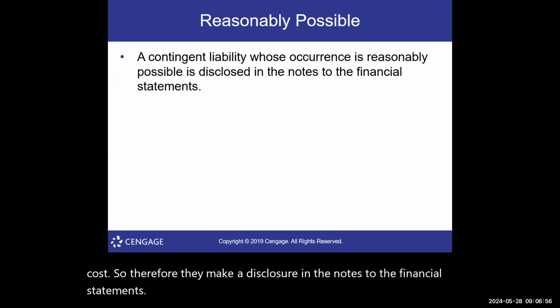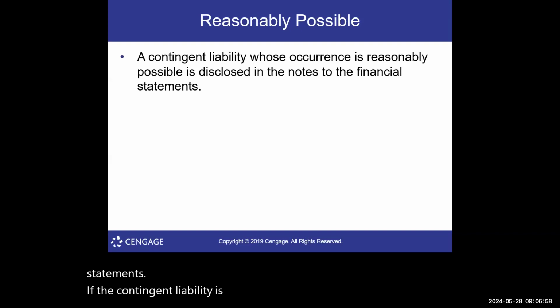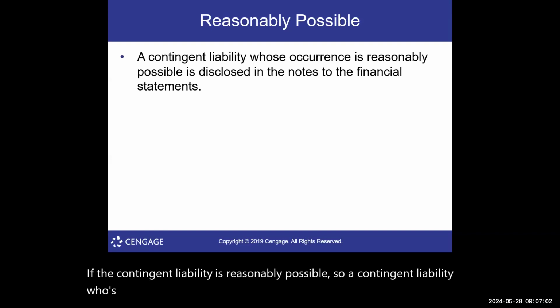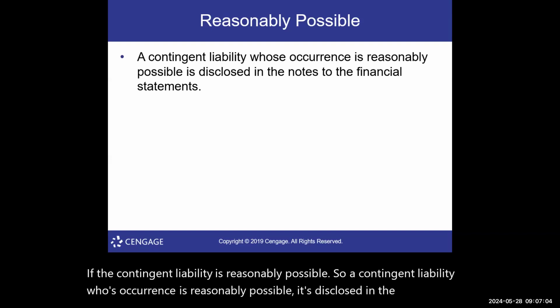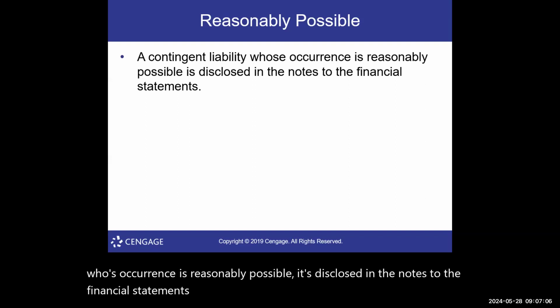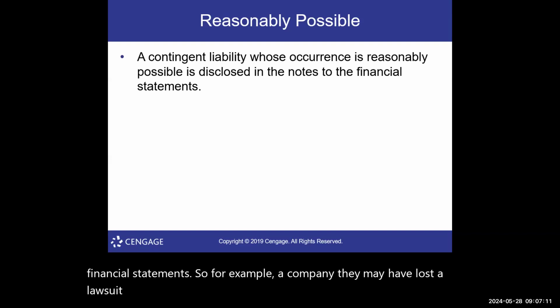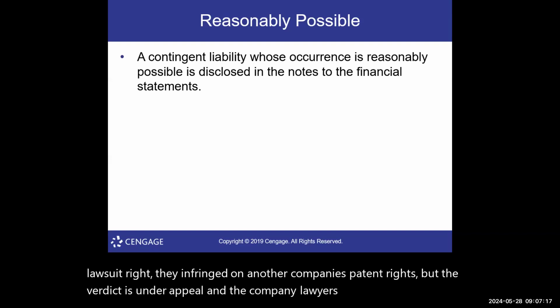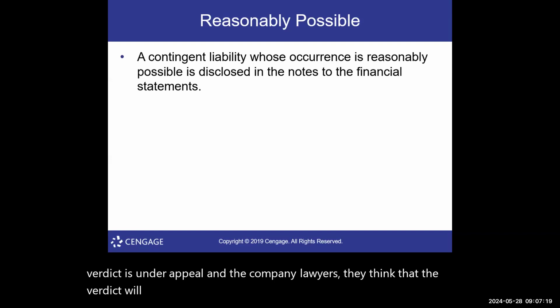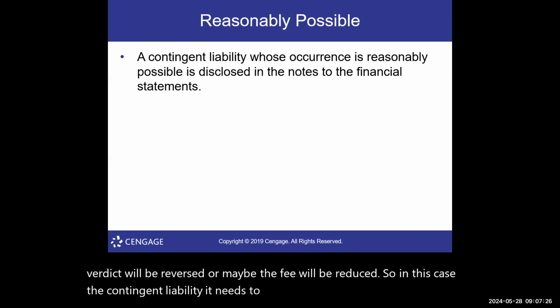If the occurrence of a contingent liability is reasonably possible, it's disclosed in the notes to the financial statements. For example, a company may have lost a lawsuit, because they infringed on another company's patent rights, but the verdict is under appeal and the company's lawyers think that the verdict will be reversed or maybe the fee will be reduced. In this case, the contingent liability needs to be disclosed in the financial statements.